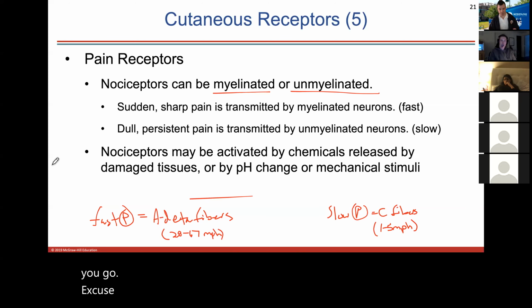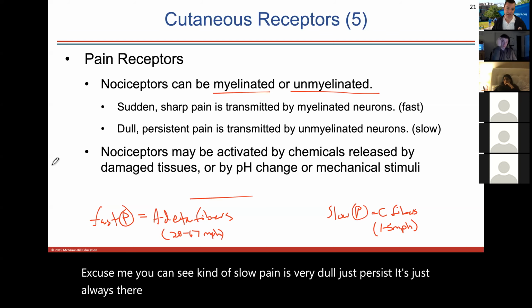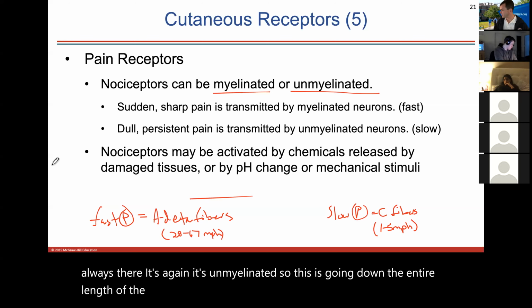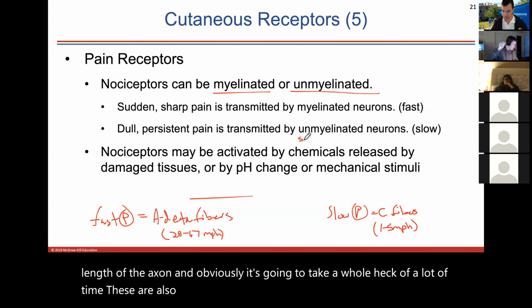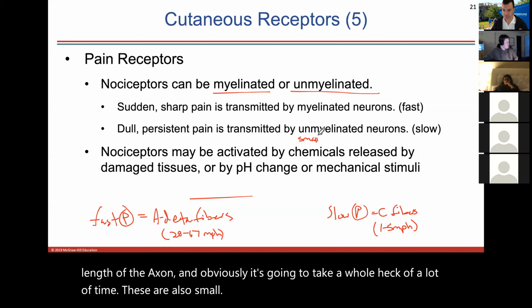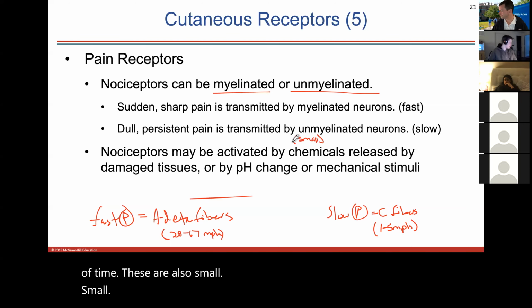You can see slow pain is very dull. It's just persistent, it's just always there. It's unmyelinated, so this is going down the entire length of the axon, and obviously it's going to take a whole heck of a lot of time. These are also small. These are small as well.